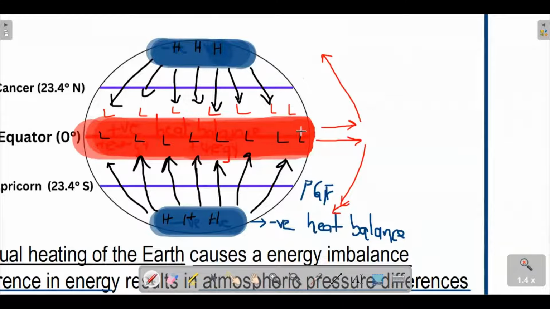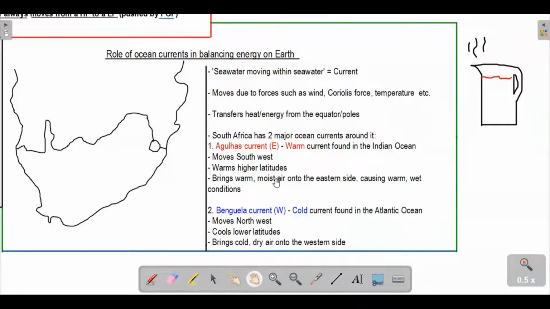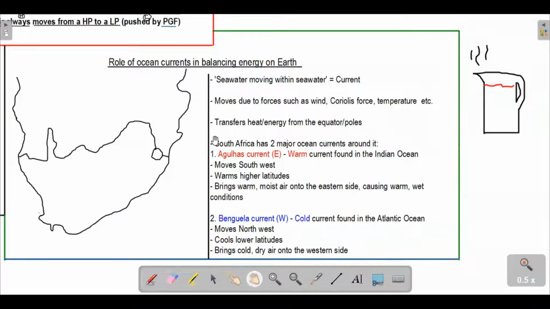So you have warm air moving from warmer regions to colder regions, and cold air moving from colder regions to warmer regions. That's how the energy balance occurs, guys, by winds. That's how winds transfer energy, ensuring that it is not too hot or too cold in the different parts of the earth. So that's number one, the role of winds in balancing energy on earth.